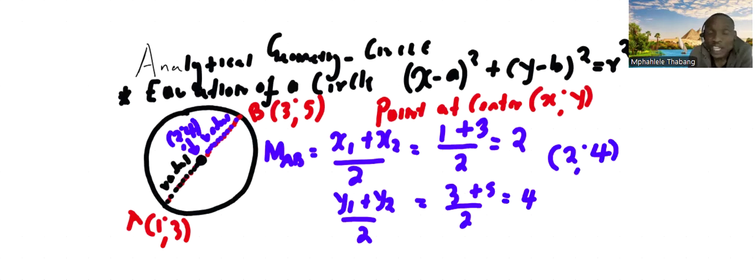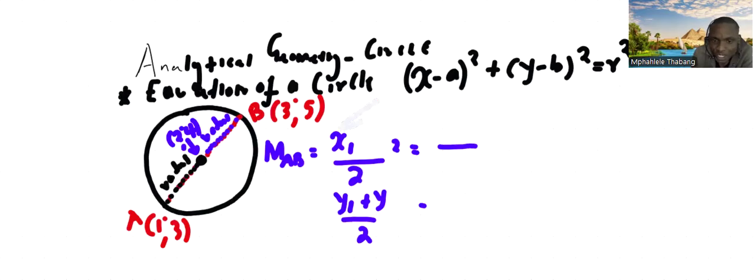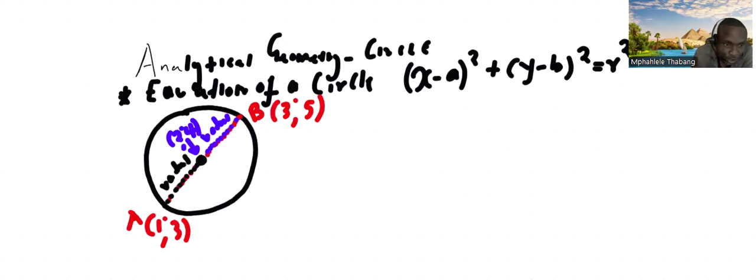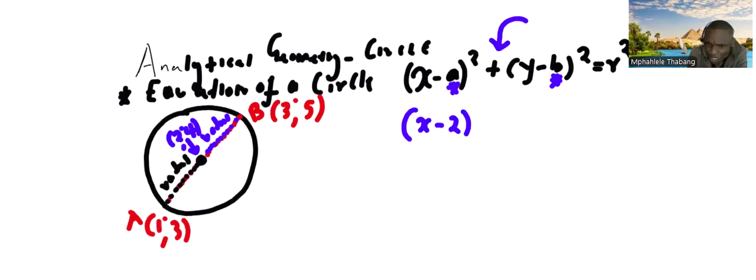Now I think we are ready to find the equation of a circle. We should be able to find it so easily because we have a central point. Don't forget, this is the formula that you use: (x minus a) squared plus (y minus b) squared equals r squared, whereby a and b are the point at the center of the circle. I can substitute that easily. I say (x minus 2) squared, where 2 is the x point at the center, plus (y minus 4) squared, where 4 is the y point at the center, equals r squared.